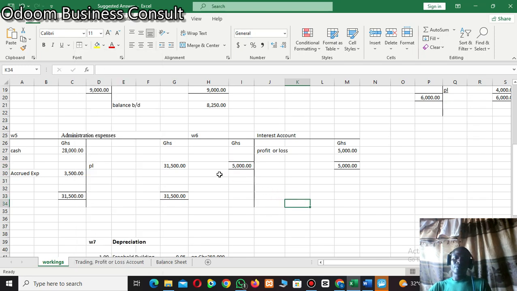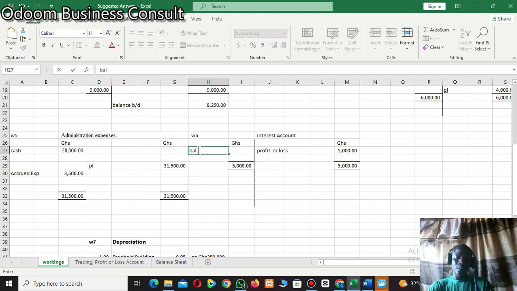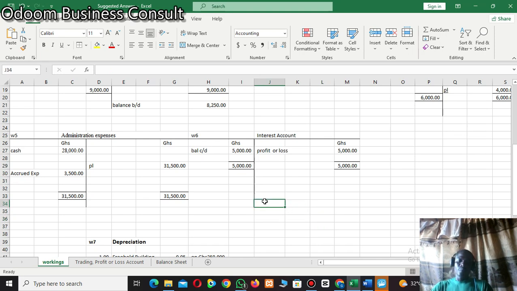So here the difference, profit or loss. So we have balance carry down. Okay, so liability, you have to take it to carry down. It is 5,000. So obviously the balance brought down will be here. Brought down will be how much? 5,000, and to be taken to the balance sheet.